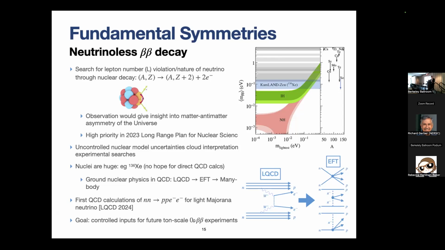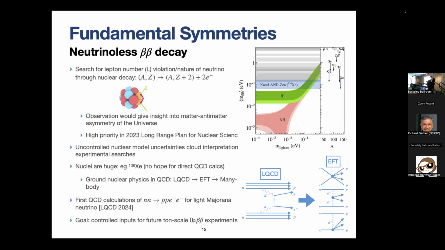Understanding this theoretically is a little complicated because the models we use to deal with the nuclear physics in these decays have uncertainties that are very hard to quantify. And this is also a little complicated because these nuclei are things where we can't directly do lattice QCD calculations of them. They're too complex.